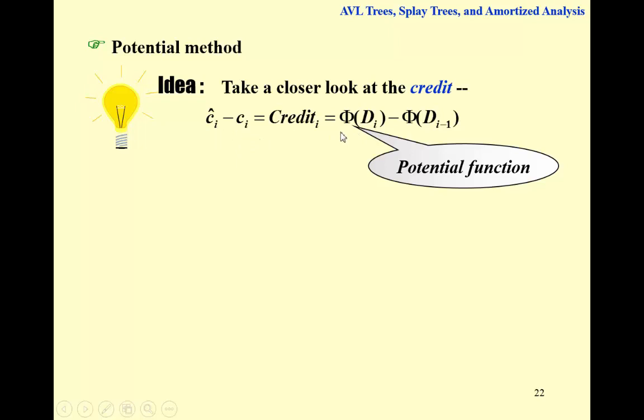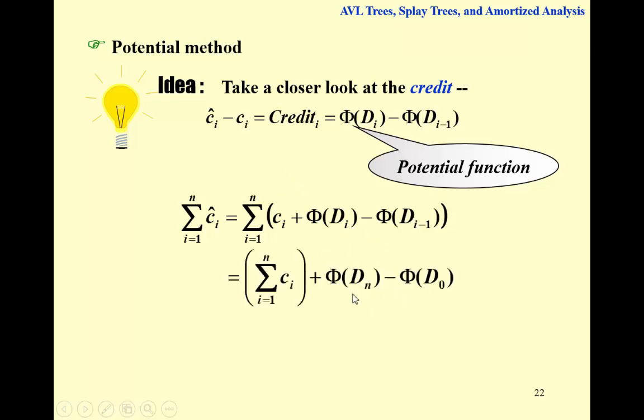Now if we sum up both sides, what do we get? Let's move the actual cost to the right hand side of the equation and sum them up. We can easily see that all those potential values in between will be cancelled out. It's like we start from D sub 1 minus D sub 0. Next, we're going to get D sub 2 minus D sub 1. So D sub 1 will be plus D sub 1 minus D sub 1. They will be cancelled. So everybody will be cancelled out except the first one and the last one. And we're going to end up at this equation.